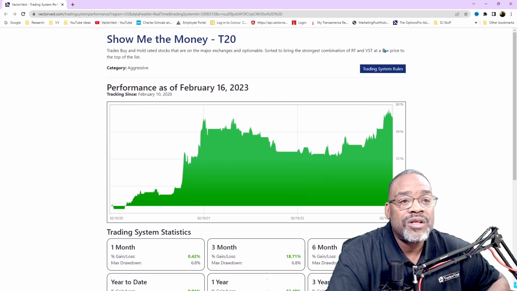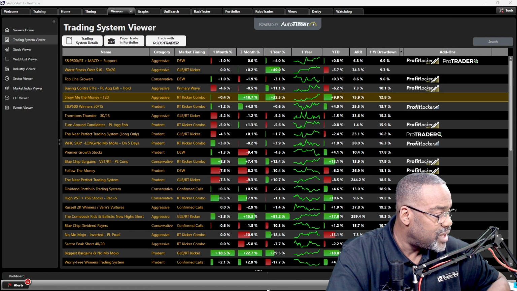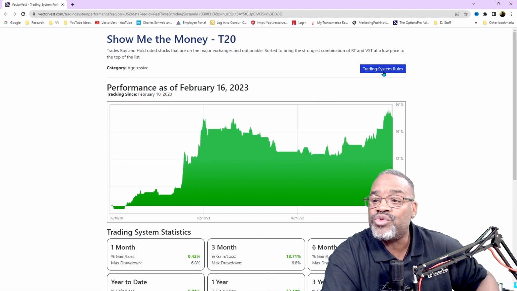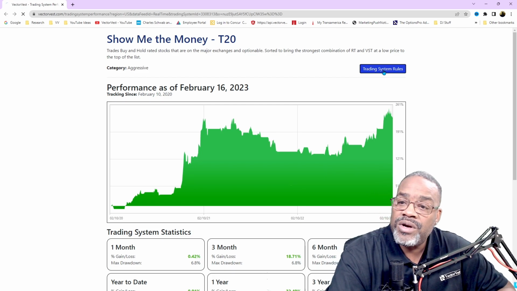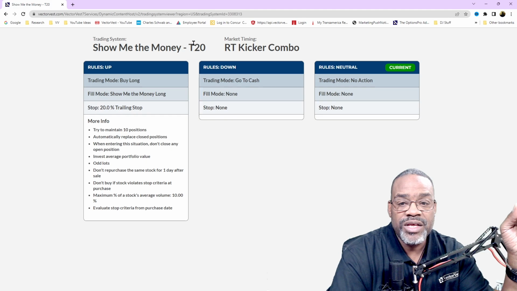Now, I'm going to minimize this. Oops, no, I needed that. Let me go bring that back up again. I needed that because right here is the trading systems rules. This is where it's laid out. We're going to click on it, and here's the rules. Show me the money long with a trailing stop of 20%, T20.